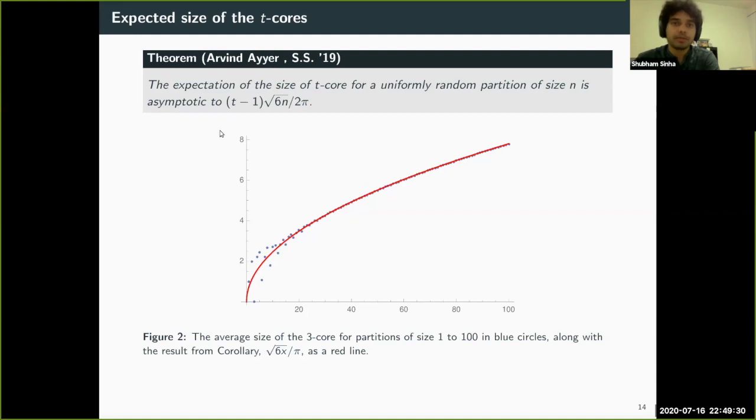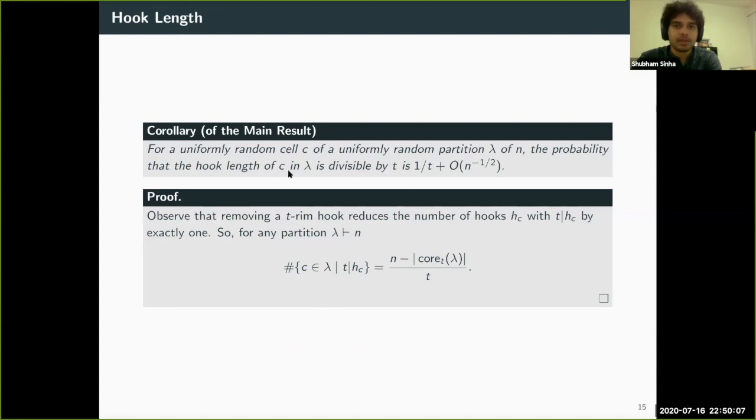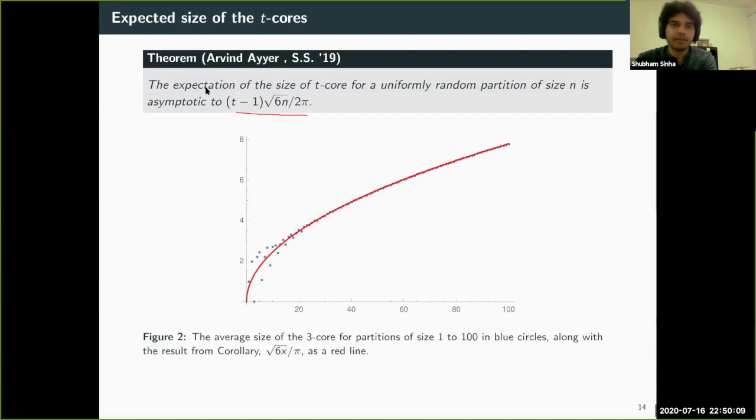But that's good enough to show that the expectation of the size of the t-core is of order square root n. In particular, it's (t minus 1) square root of 6n over 2 pi. And so figure 2 here shows two things. One is the function square root of 6x over pi, which is the corresponding asymptotic expression, and the dotted lines are the exact expectation of the size of the t-core. So we have the main results here.